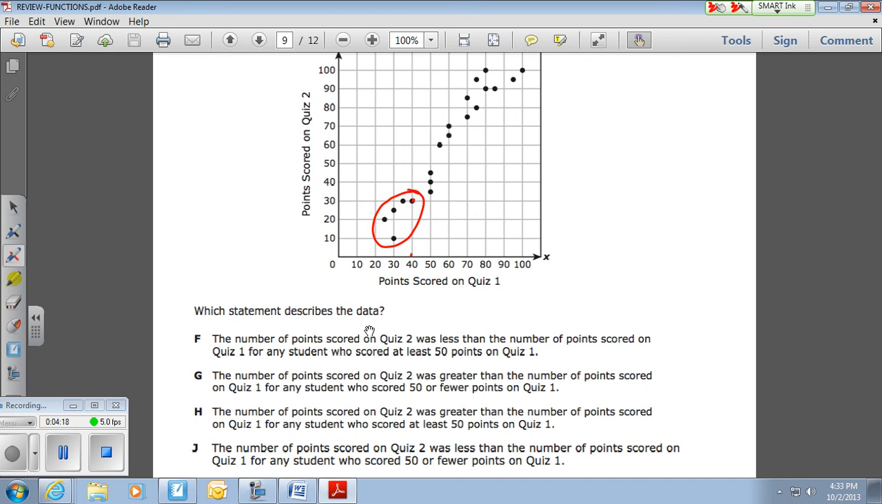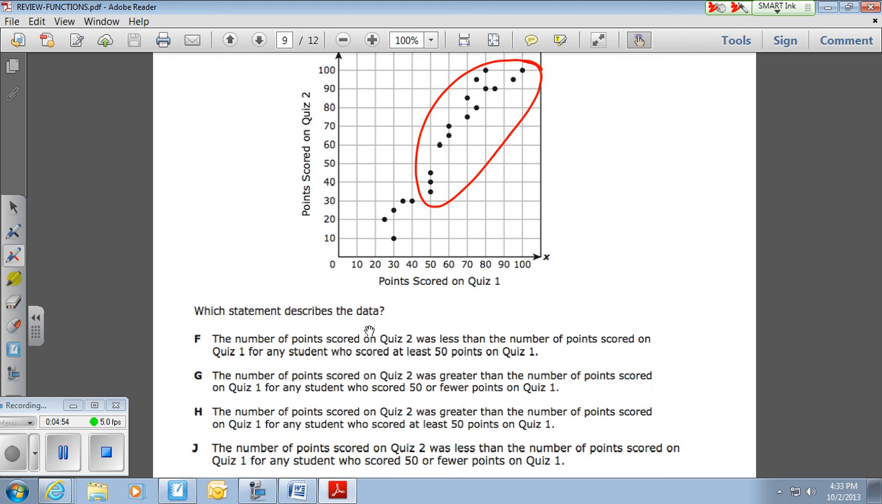When they scored a 35, they got a 30, that's less. When they got a 30, they got a 25 and a 10. Yikes, people. And then when they got a 25, they got a 20. So all of those are less. So the number of points scored on quiz 2 was less than the number of points scored on quiz 1 for any student who scored at least 50 points. Scratch that. I need to be looking at this data right here.